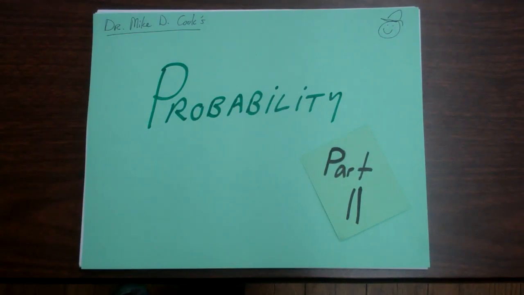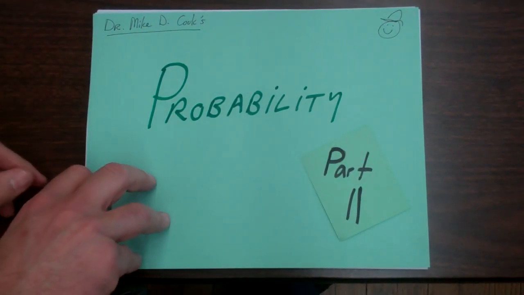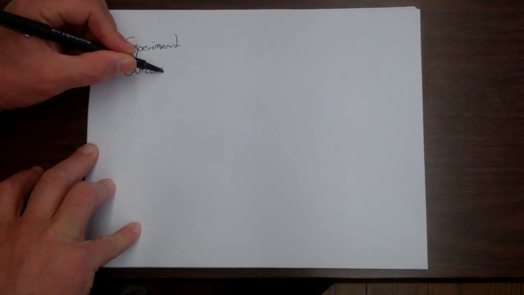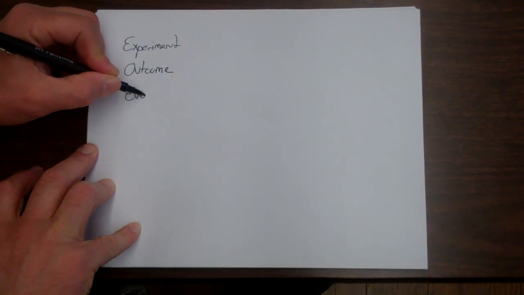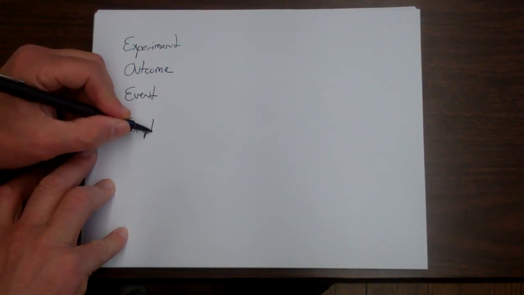This is the second in a series of videos on probability. And let's review real quick the terms that you need to make sure to know. If not, go back to part one and make sure you understand them. And that is we have the concept of an experiment, the concept of an outcome, of an event, and of a sample space.